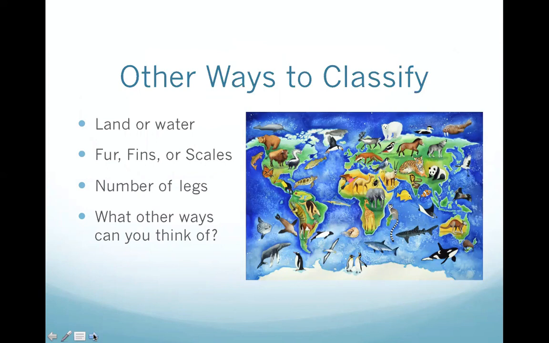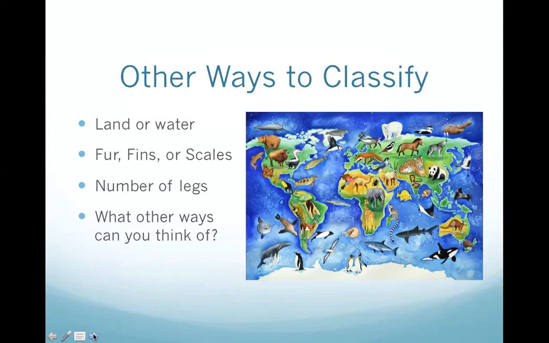You could keep it simple. Can you group them into animals that live on land versus animals that live on water? That would be two simple groups to put them into. You could group them based on if they have fur, fins, or scales. Maybe you just want to group them based on the number of legs they have. Do they have 4 legs, 2 legs, no legs? What other ways can you think of to classify animals of the world?